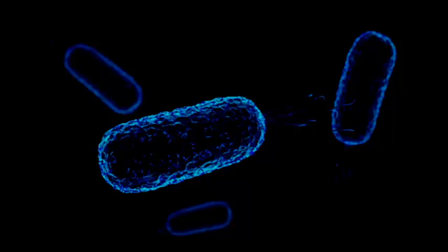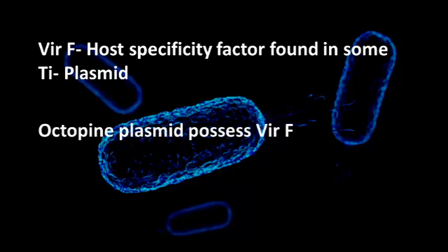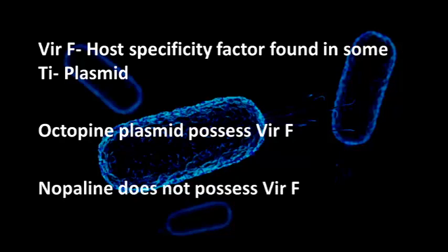And the last one, Vir-F. Vir-F is a host specificity factor found in some but not all types of Ti plasmid. Octopine type Ti plasmids possess Vir-F but nopaline types do not. The ability to cause crown gall tumor in certain plant tissue or not has been attributed to the presence or absence of the VirF gene.